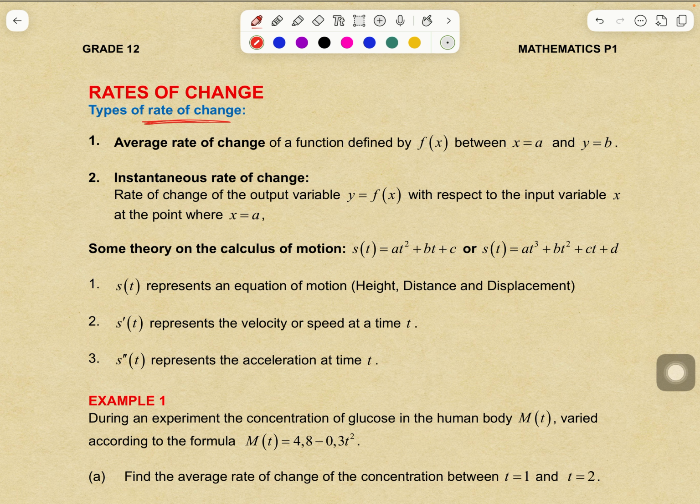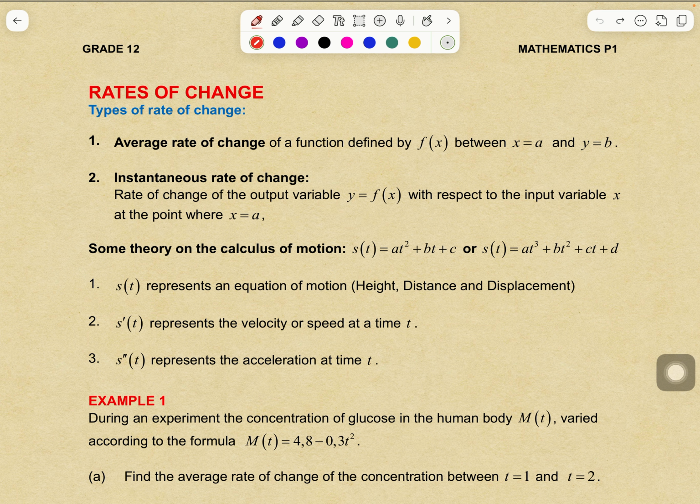The word rate of change simply means the gradient. But up to this point, we know that we have different types of gradient. We can have the average gradient between 2 points. Even in calculus, we're still going to maintain that particular view, all right? We also have a gradient at a particular point. That's where we derive a function and we replace that particular x value into the function. So in calculus, we are going to define that as instantaneous rate of change.